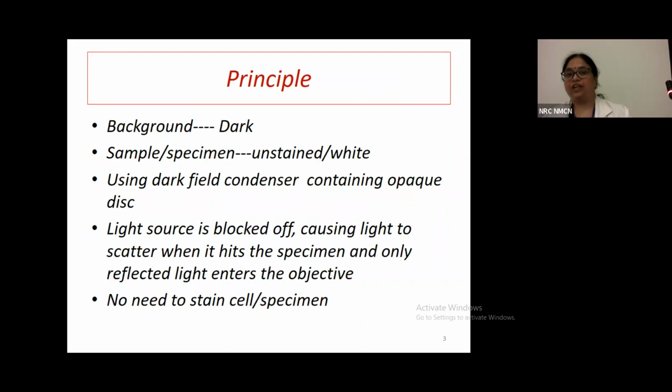So in dark field, the background is dark and the sample in the specimen is either unstained or white. To obtain this, we use a dark field condenser which contains an opaque disc, which blocks the light coming from below. This light source is blocked off, causing the light to scatter when it hits the specimen, and only the reflected light enters the objective.